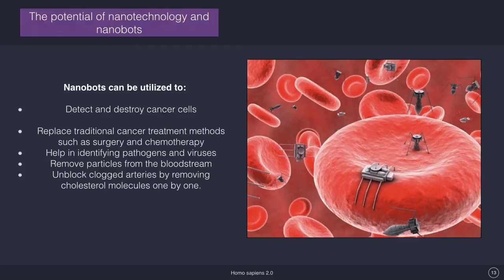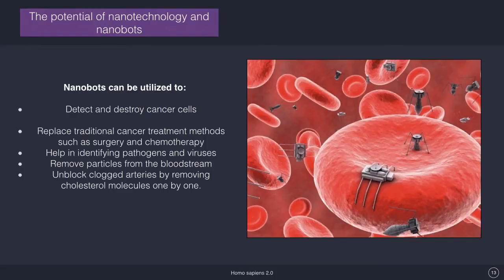And nanobots can be utilized to supplement this system in that way, replace traditional cancer treatment methods. So one problem with, for example, chemotherapy is, not only does it destroy the cancer cells, but it also destroys non-cancer cells, so healthy tissue. Whereas nanobots, they can be programmed to only target cancer cells.